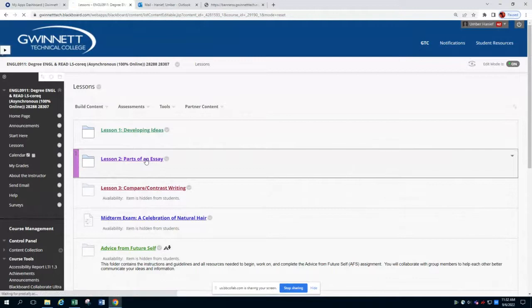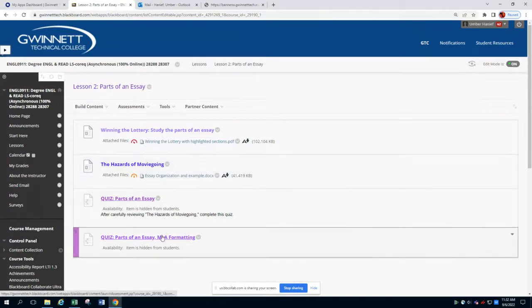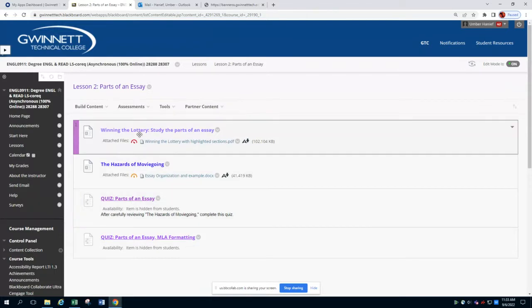A few of you just told me that you are working on thesis statements, and one of you said that you're working on MLA formatting. You're not going to be able to see these 2 quizzes right now in your Blackboard because I haven't opened them. But what I have here is 2 sample essays.